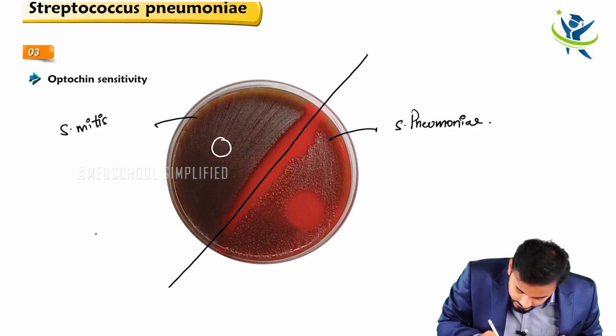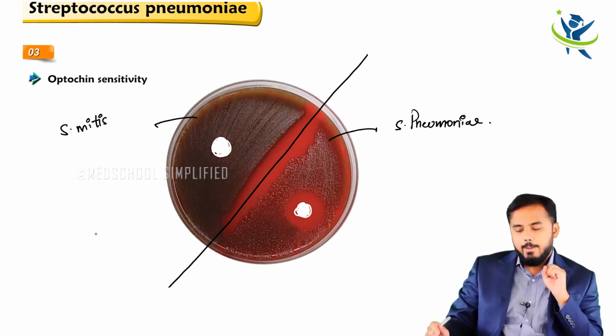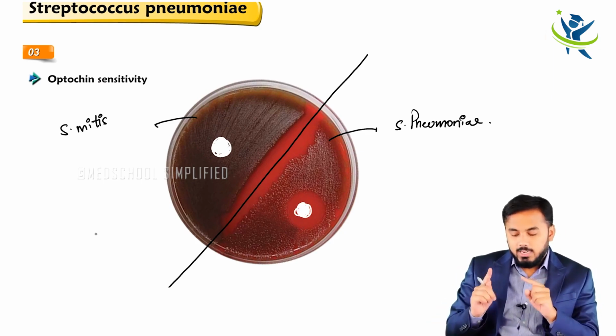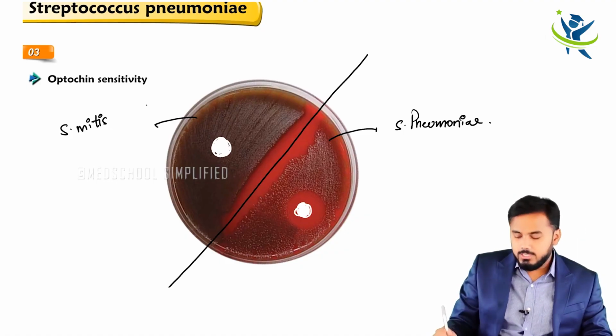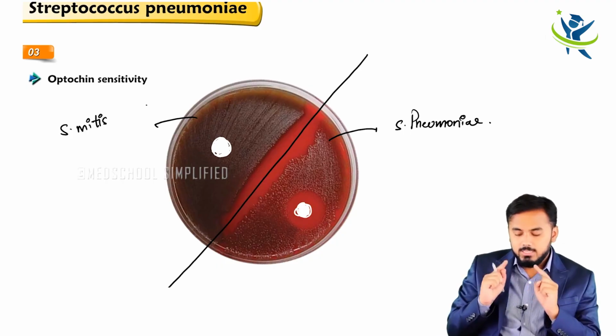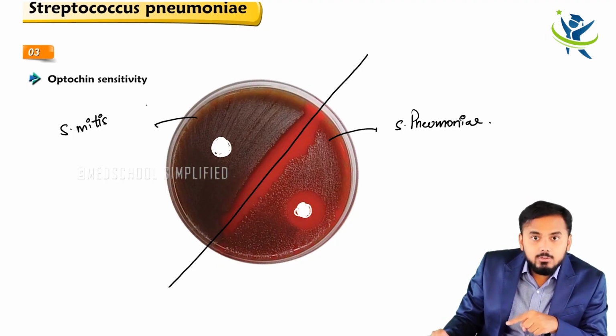I have kept a small disc which is an antibiotic on the right side. Yeah, I have placed a small disc, autolysin, which is an antibiotic on the left side. What has happened? Look at the left side where Streptococcus pneumoniae is there. Surrounding this antibiotic, is there any bacteria? No. Do you see a very clear zone there?